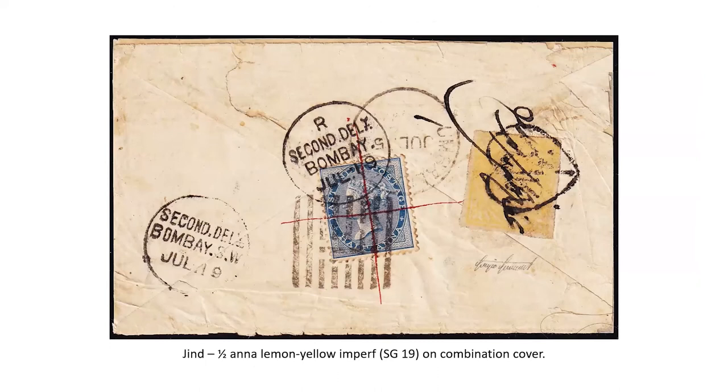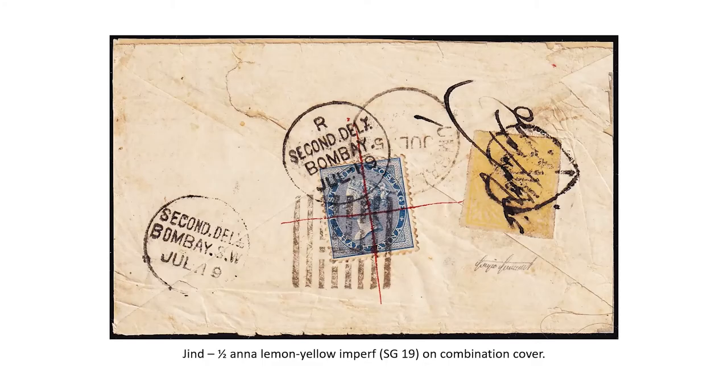Here we have a combination cover from Jind state. Now Jind was a feudatory state first, but at some point they joined the convention and then they became a convention state. But initially, this is from the earlier period. This cover is before they became a convention state.